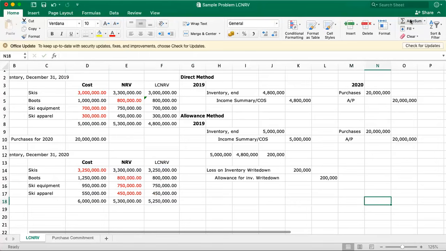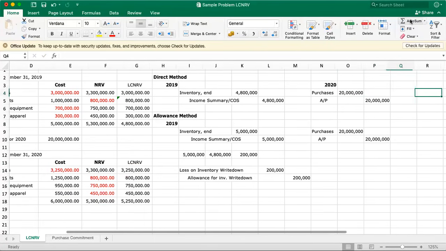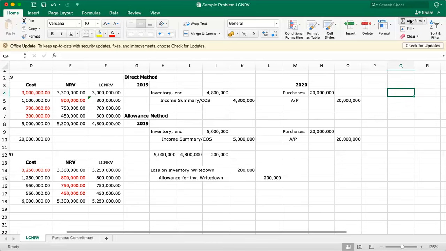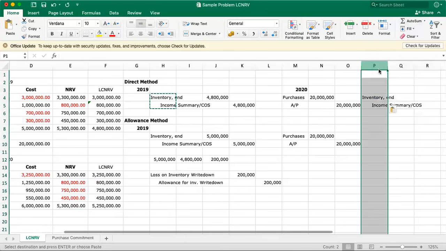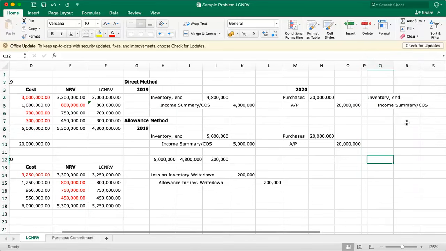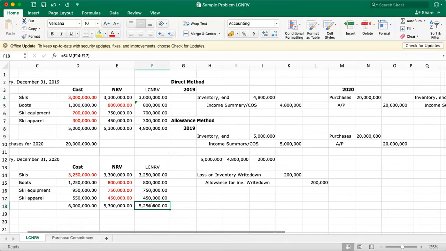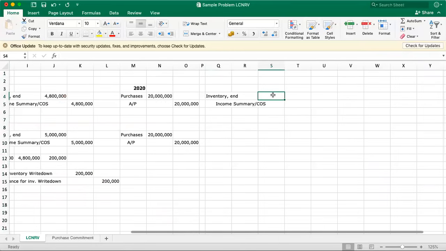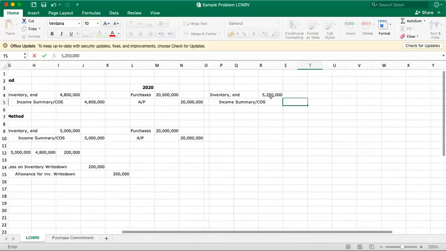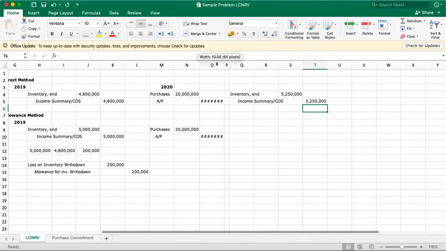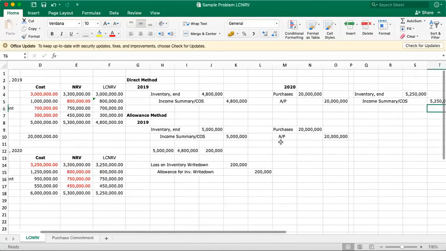Okay, under the direct write-off method or direct method, the entry for the ending inventory for 2020 is, let's copy, inventory end. What is the amount? It is the lower, because under the direct method we use the lower. Therefore, it is 5,250. So we just carry it over directly under the direct method.